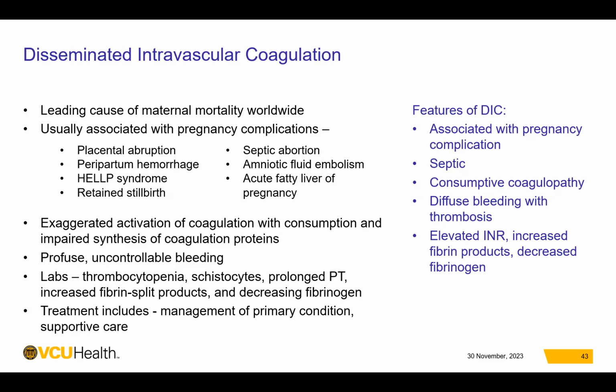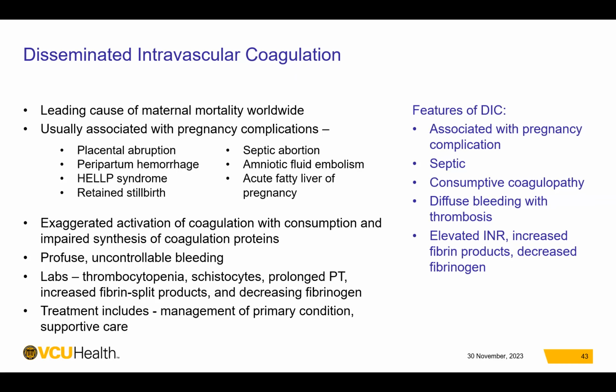I think it's important to talk about DIC, or disseminated intravascular coagulation, because it's the leading cause of maternal mortality worldwide. These patients are really sick, and they've usually presented with some severe pregnancy complications like placental abruption, HELLP syndrome, a retained stillbirth, septic abortion. And what you have is a consumptive coagulopathy, meaning you get exaggerated coagulation with consumption of your coagulation proteins and impaired synthesis. You get a profuse, uncontrollable bleeding.